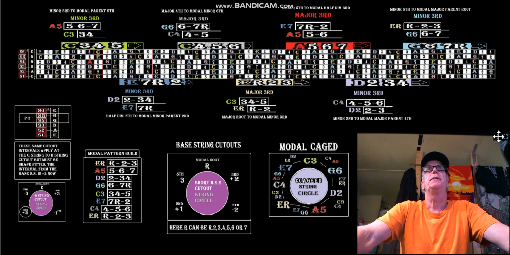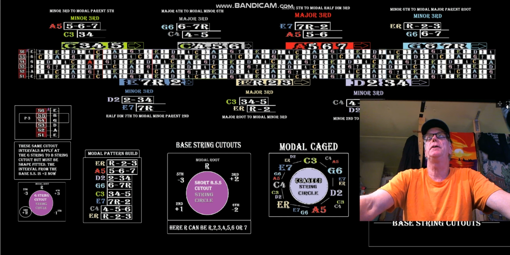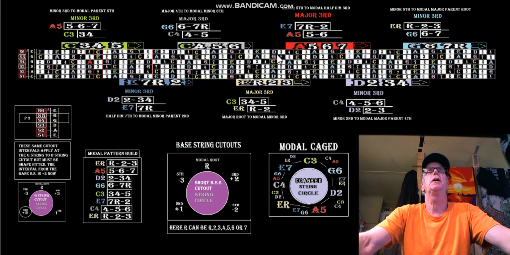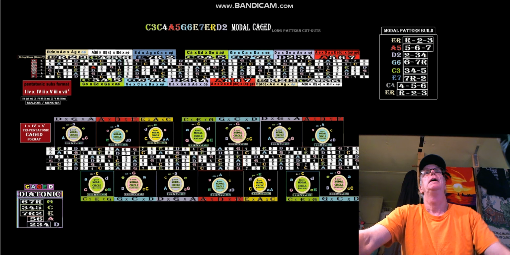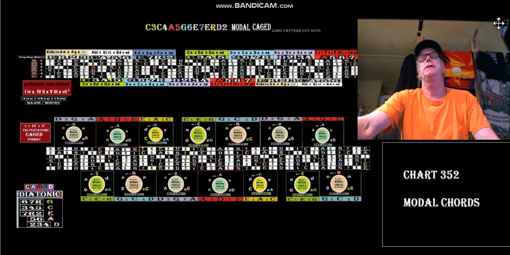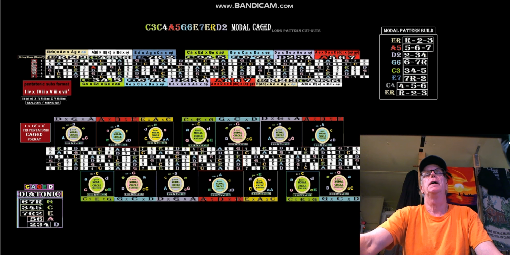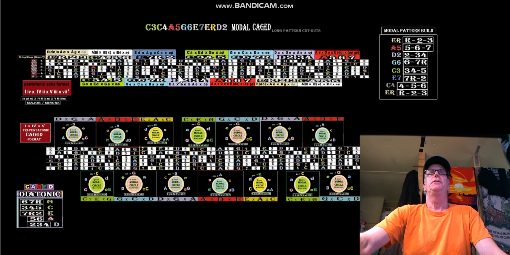So we're looking at this chart, and again what it says is modal string shape cutout interval. So where did the string shape cutout interval come from? Let's look at the CAGED modals, the modal cages, modal chords, chart 352. Okay, so let's zoom in.